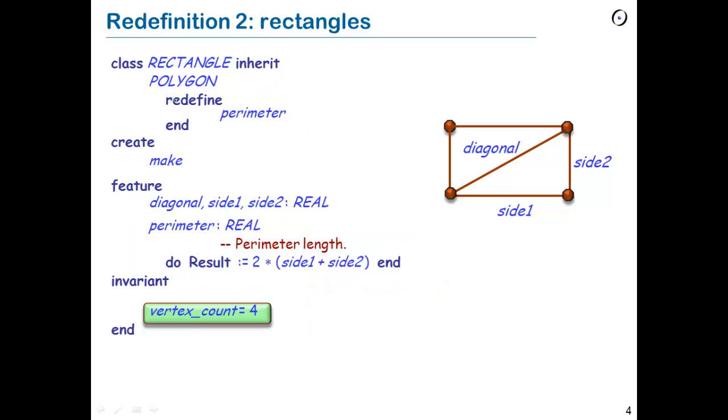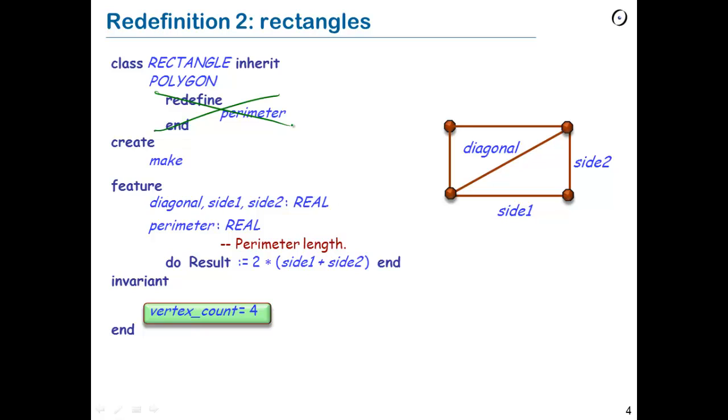Now, if we didn't have this clause redefined perimeter, then the class would be invalid and the compiler would reject it, because it's not permitted to have in a class two features with the same name. This is an absolute no-no. It's a very bad thing. When you have a class, every feature should have a different name, otherwise it's very confusing anyway. And so in Eiffel, this is an absolute rule. Within a class, you can only have one feature of a given name.